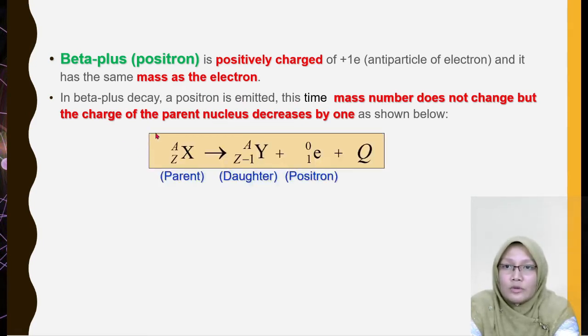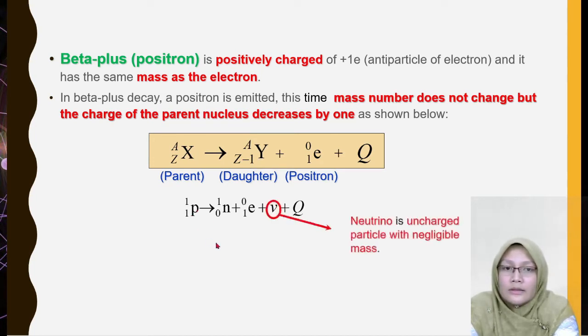Okay, tadi untuk beta minus dia tambah. Sekarang untuk daughter, untuk beta plus decay dia berkurang kat sini. Okay, dia punya A ni still sama, cuma bahagian proton number ni je dia berkurang 1 daughter ni.